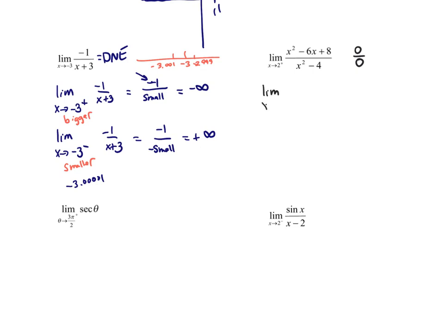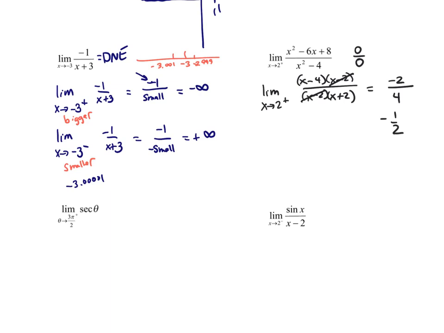So in this case, this is one of those that we have to factor. So x minus 4, x minus 2, x minus 2, x plus 2. Those cancel. In this case, I can just plug in 2 in. 2 minus 4 is -2. 2 plus 2 is 4, so this limit is -1/2.